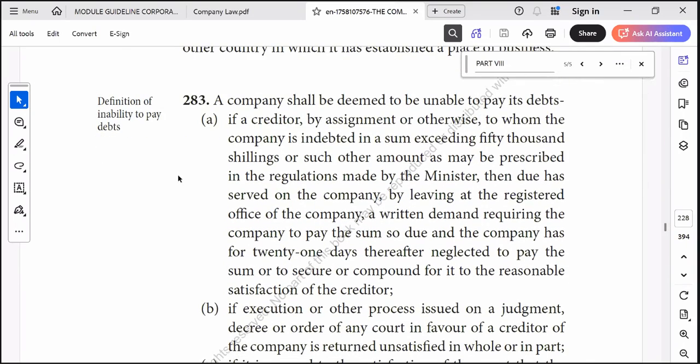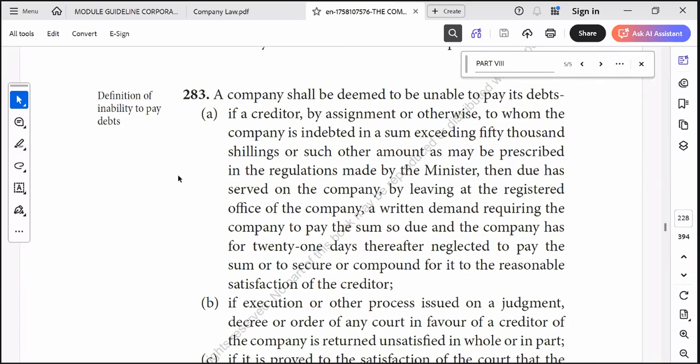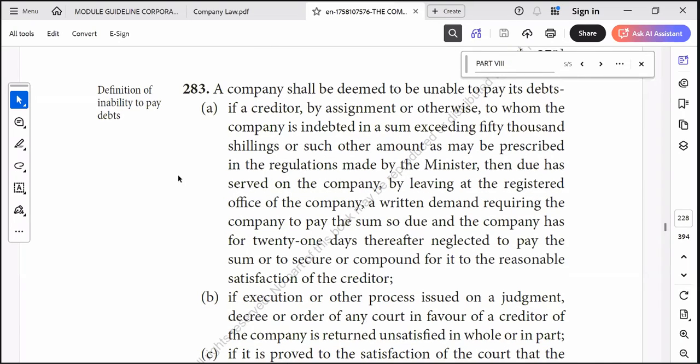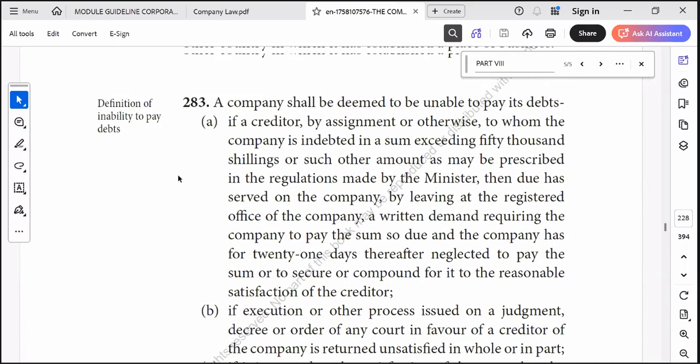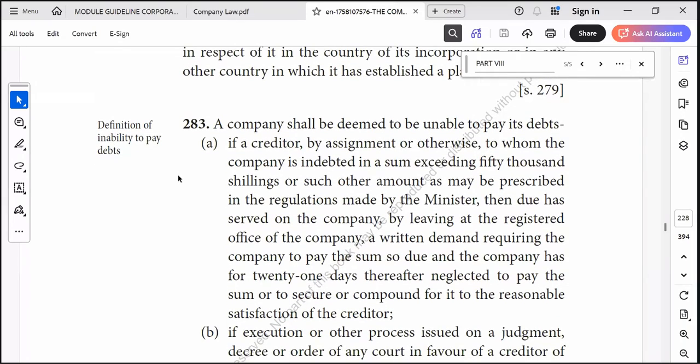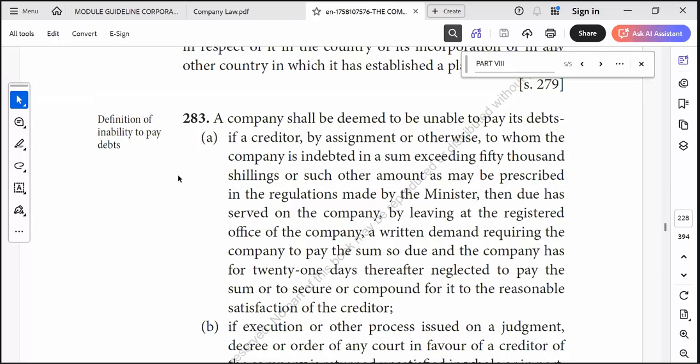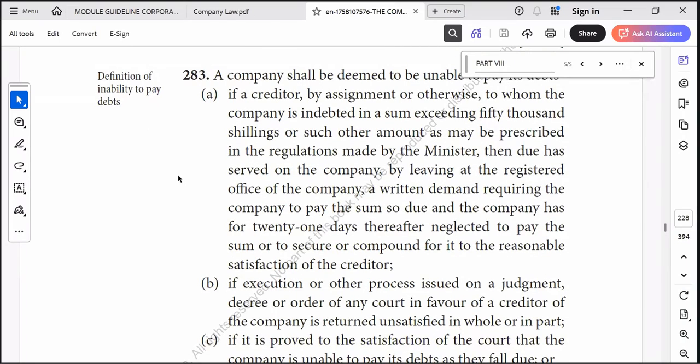has served the company by leaving at the registered office a written demand, and within 21 days the company has not paid, you will be deemed as unable to pay debts. If you are served a notice of an amount starting from 50,000 shillings and you have not paid, then you will be deemed as unable to pay debts within 21 days, and that is the first ground on which people can go to court. The company is unable to pay debts, let it be wound up. So that is number one.